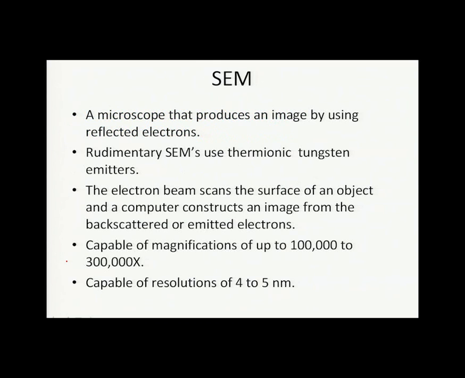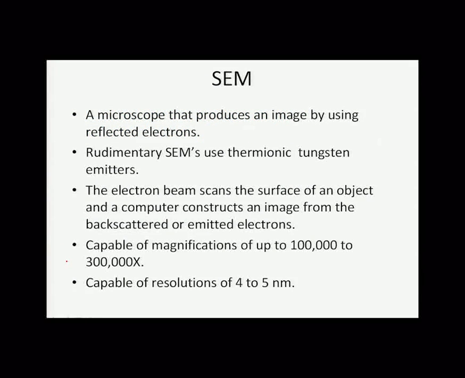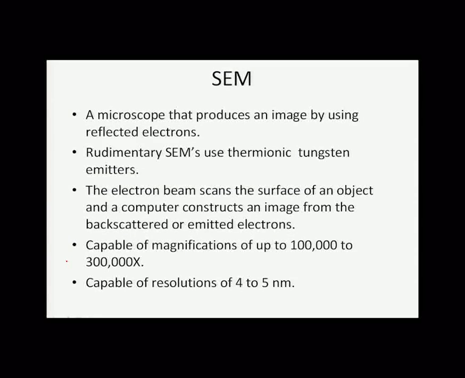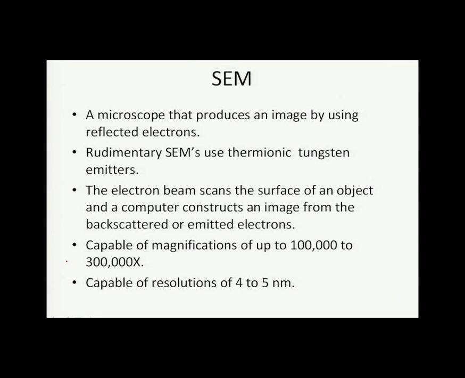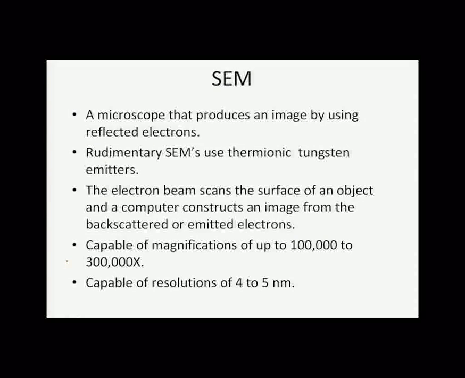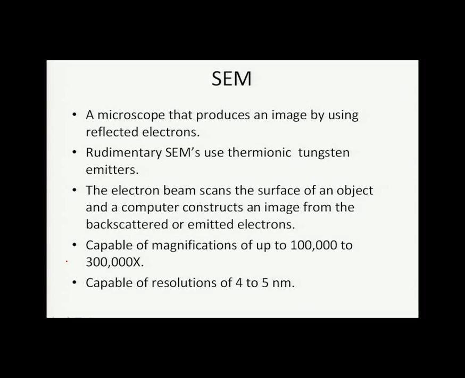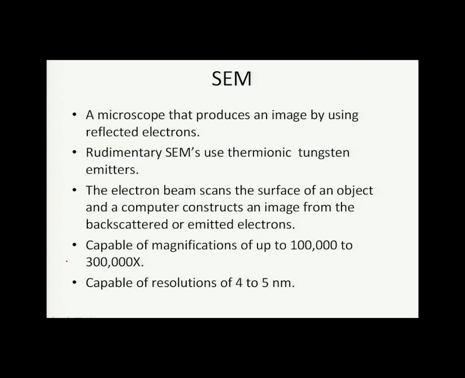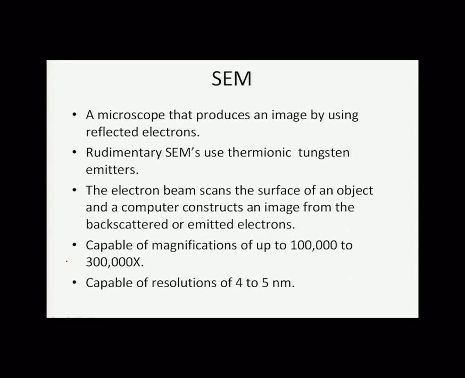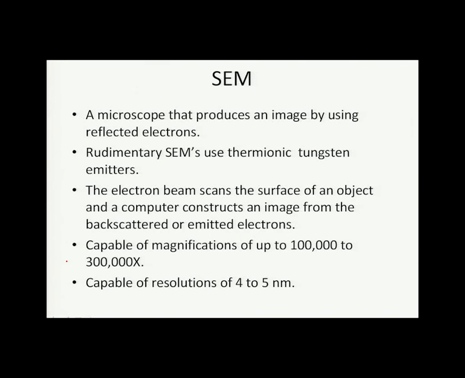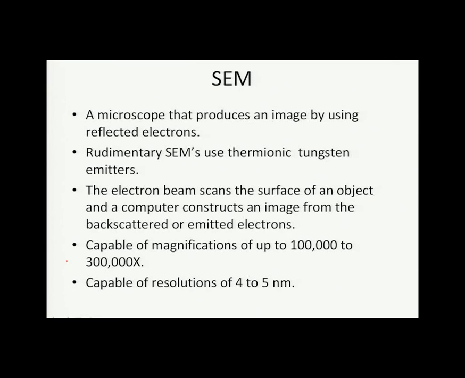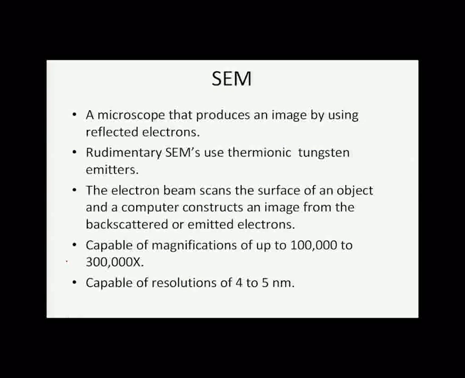So a scanning electron microscope, or SEM, is a microscope that produces an image by using reflected electrons. Rudimentary SEMs use thermionic tungsten emitters. And the electron beam scans the surface of an object, and a computer constructs an image from the backscattered or emitted electrons. Typically, SEMs are capable of magnifications of up to 100,000 to 300,000 times normal size, and capable of resolutions from 4 to 5 nanometers.